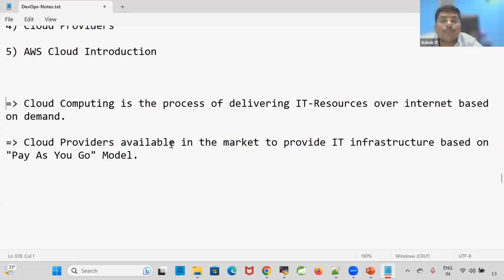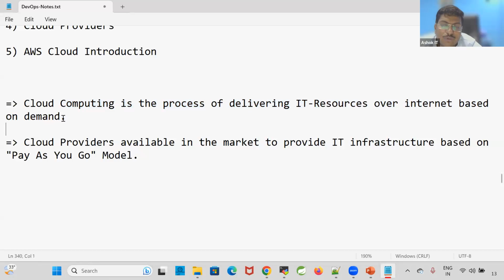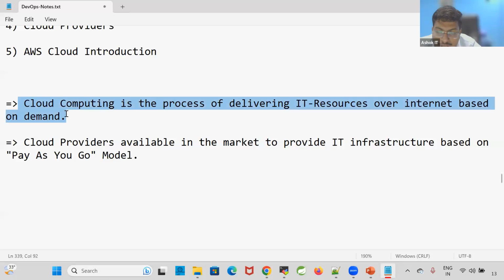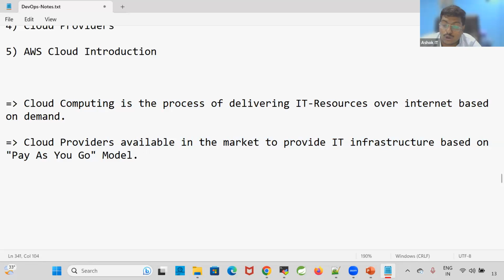What is cloud computing? You got the clarity. Cloud computing is the process of delivering IT resources over internet based on the demand. Based on the demand means if you need, they will provide. Whatever you need, they will provide immediately. Cloud providers are available in the market to provide IT infrastructure based on pay as you go model.